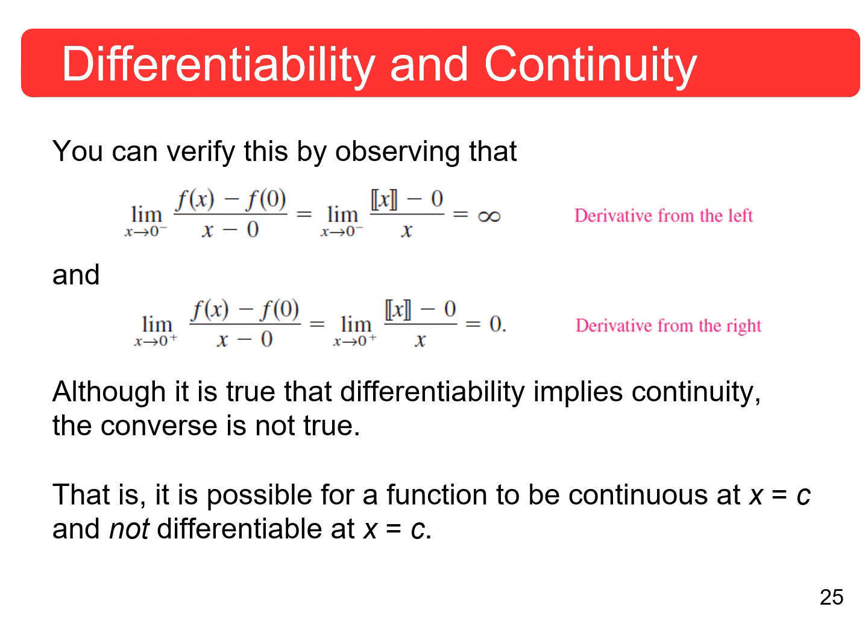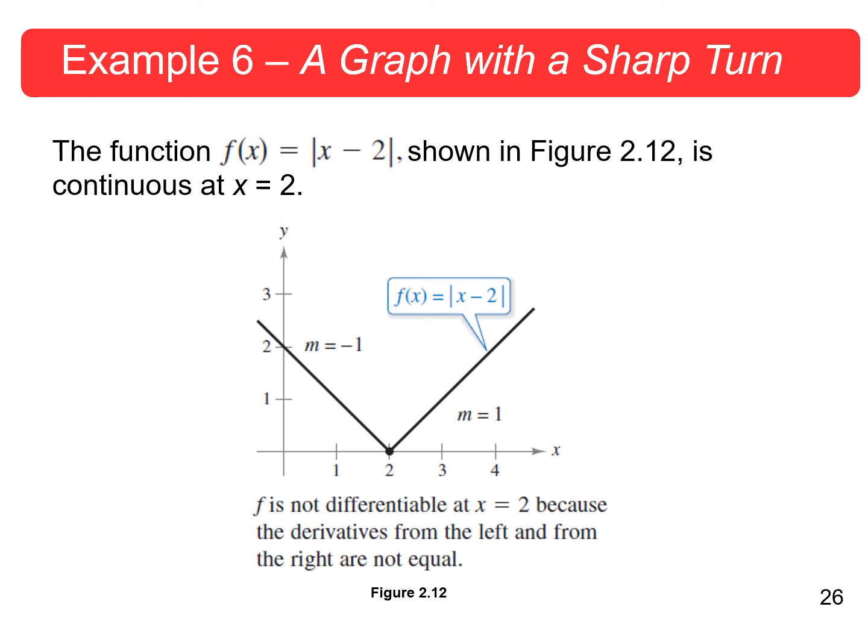So in this case, the derivative does not exist because the left-hand derivative and the right-hand derivative are not equal. And although it is true that differentiability implies continuity, the converse is not true. That is, it is possible for a function to be continuous at x equals c and not differentiable at x equals c. To illustrate that, let us consider the given function here, f of x equal to the absolute value of x minus 2. This is the graph of f of x equal to the absolute value of x minus 2.